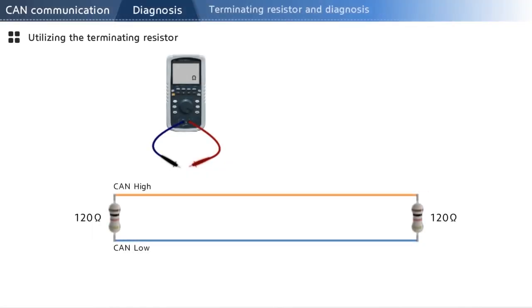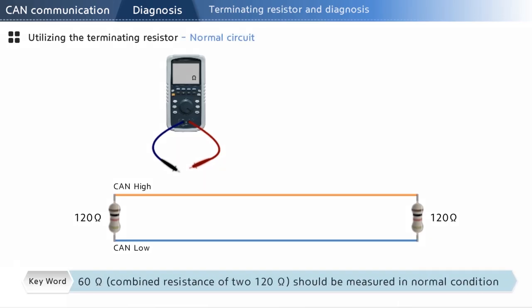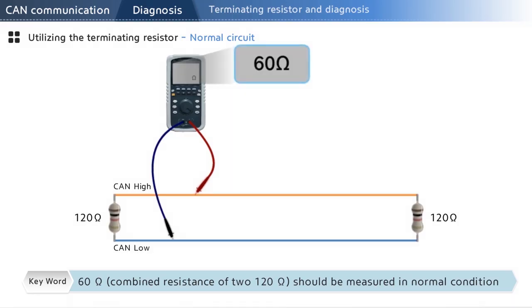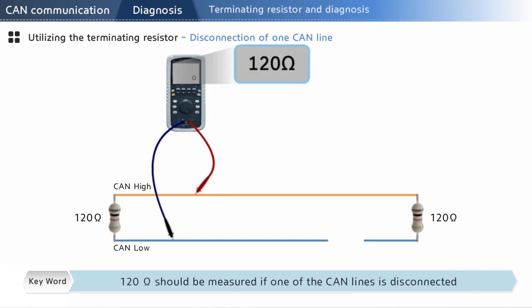Here, we are going to learn how to diagnose the problem by measuring the resistance. When the entire wiring and both the terminating resistors are in the normal state, the combined resistance of the CAN bus should be 60 ohm. If either of the CAN bus lines is disconnected, it no longer forms the parallel circuit, and the resistance will measure 120 ohm. This is also the case when both lines are disconnected.